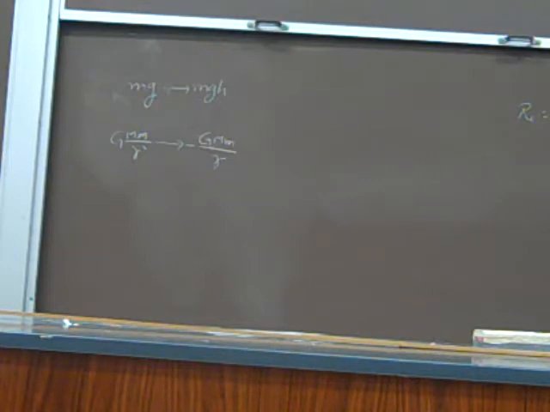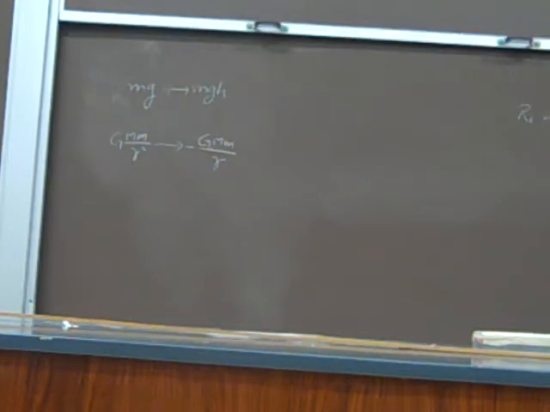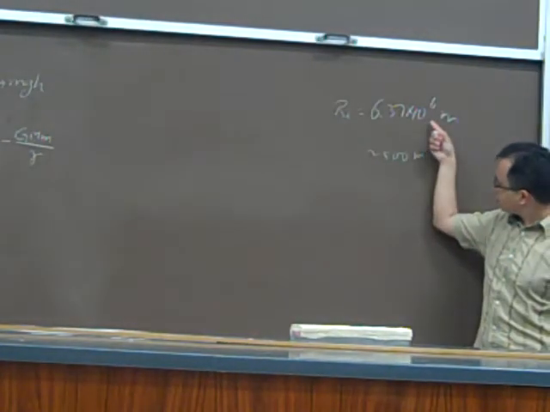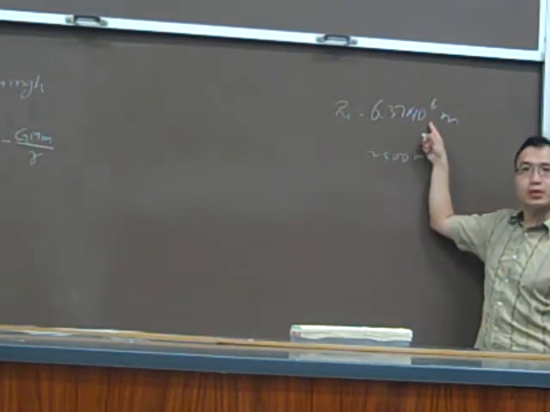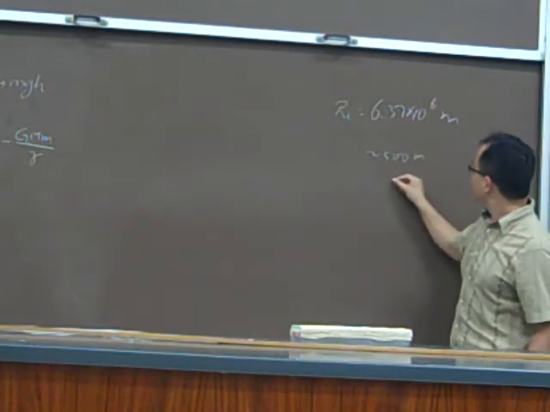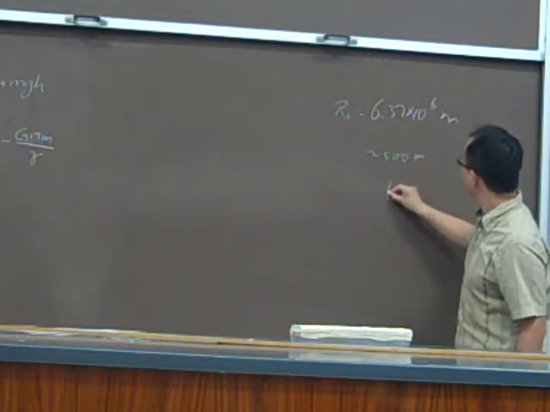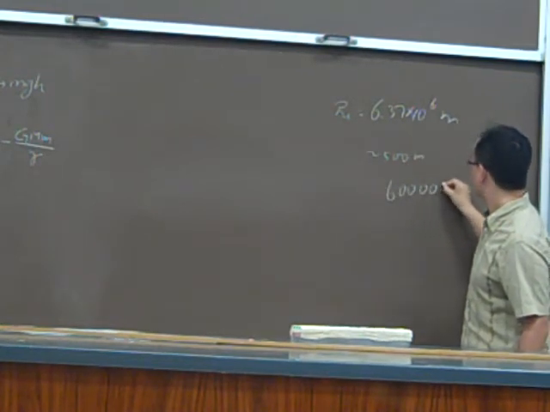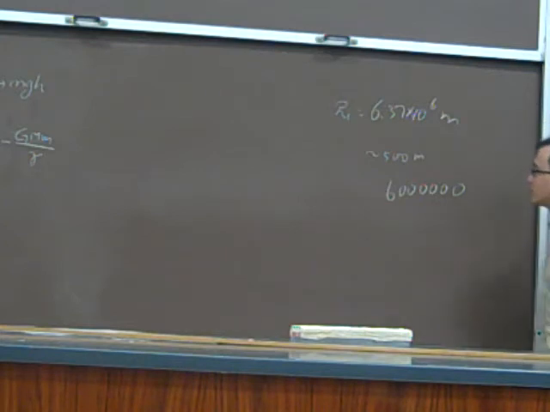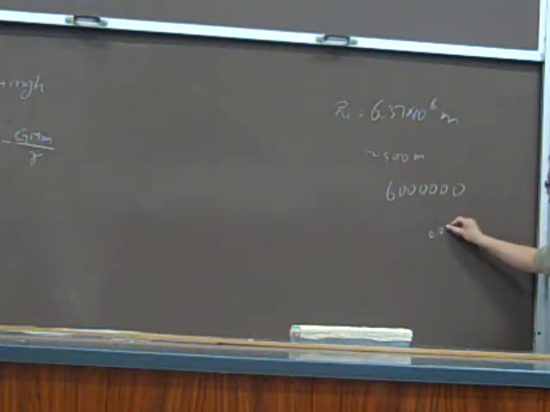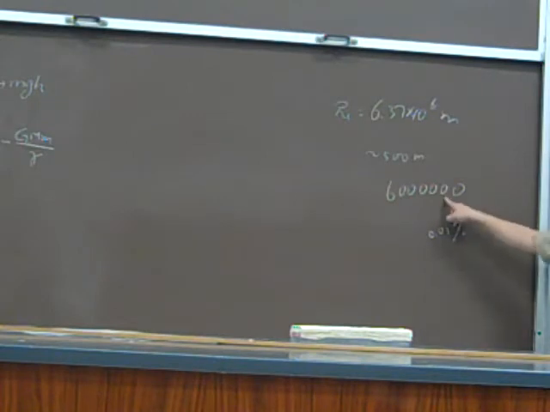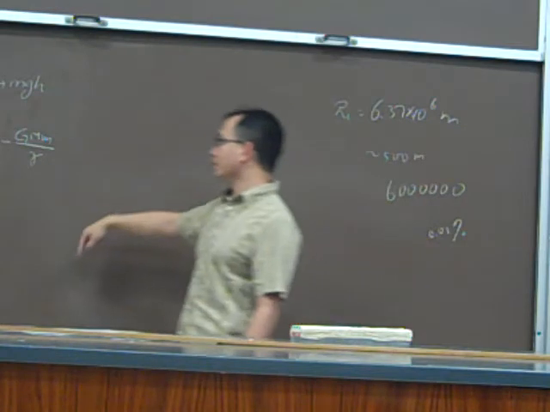It's even less than 1%, much smaller than 1%. Maybe it's 0.01%, right? The distance change compared with the radius. So it's very small, and you can still use that one.